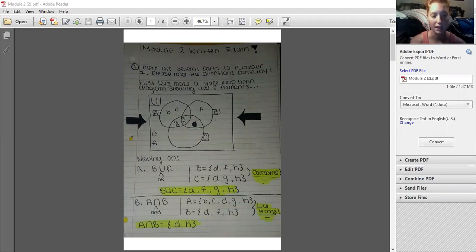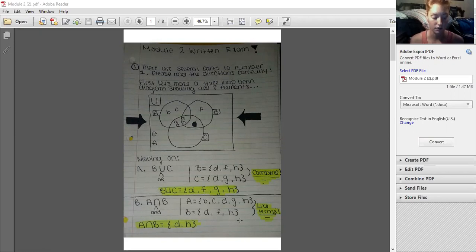So moving on to part A. Part A is wanting you to list the union of sets B and C. Union can be explained as what is in B or what is in C. So you would combine the sets to get the answer. So right here, B has D, F, and H, and C has D, G, and H. So the union of B and C would be D, F, G, and H.